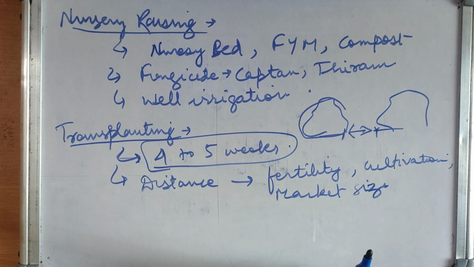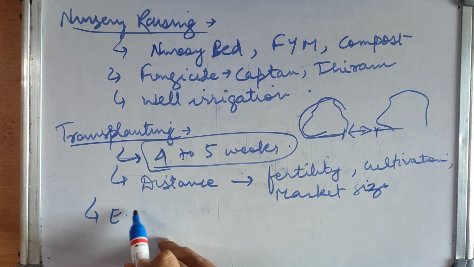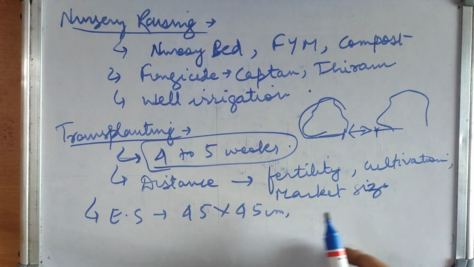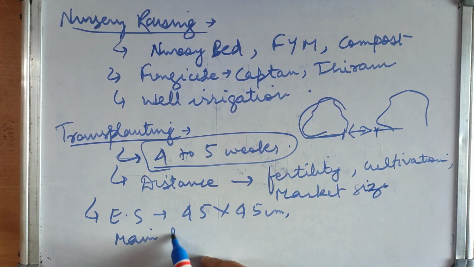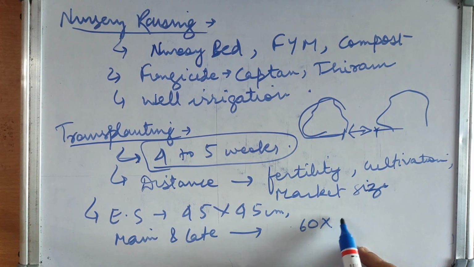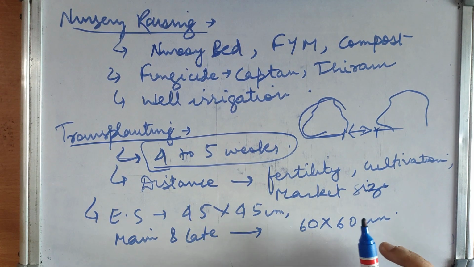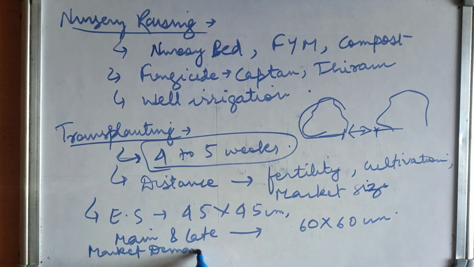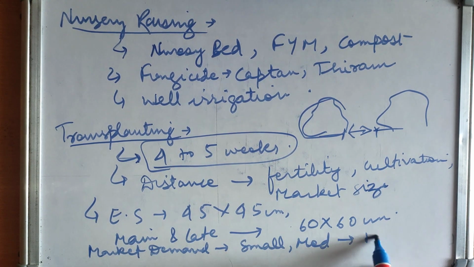Early season distance would be 45 into 45 centimeter. And for main and late season, the distance should be around 60 into 60 centimeter. And you should know that the market demand of small and medium size cauliflower is very high.